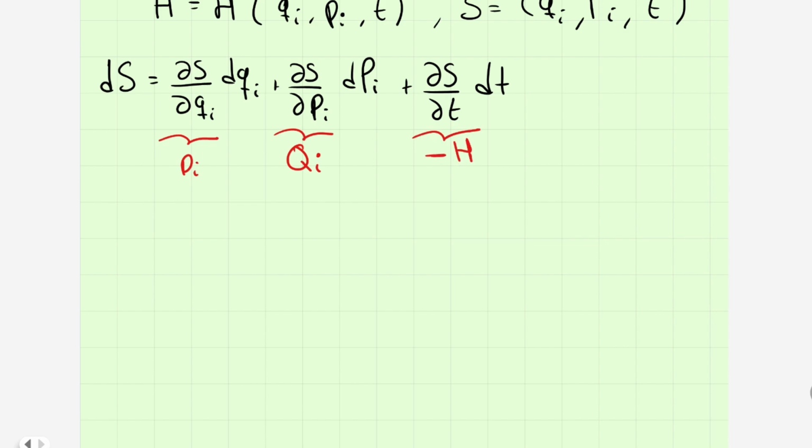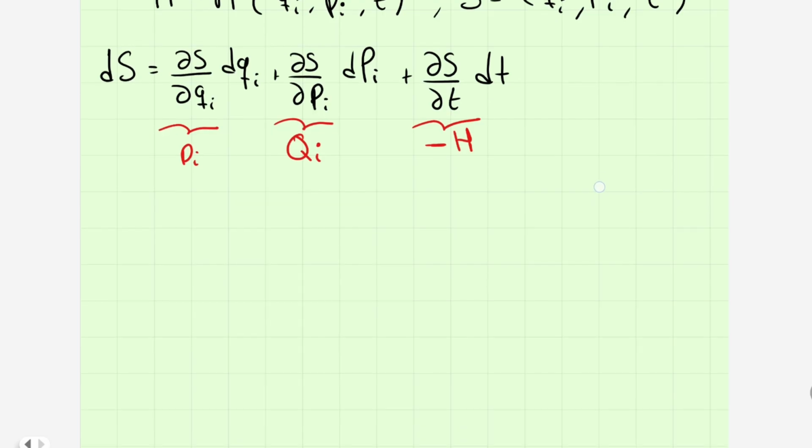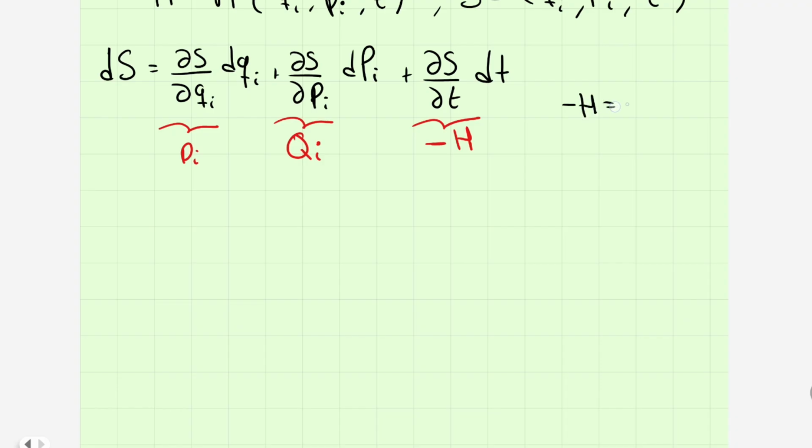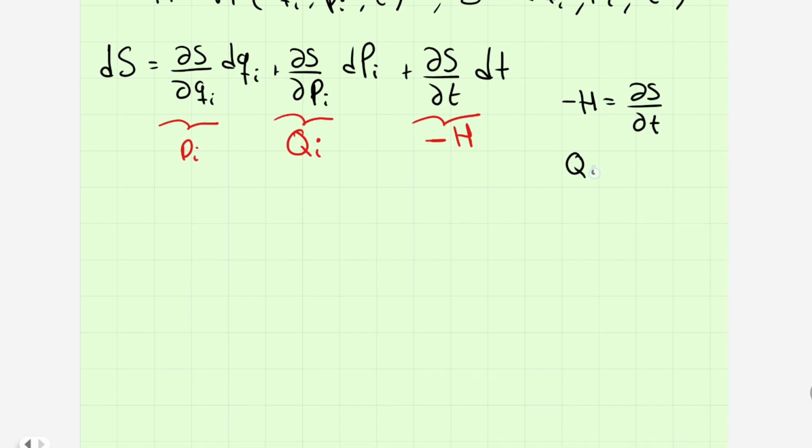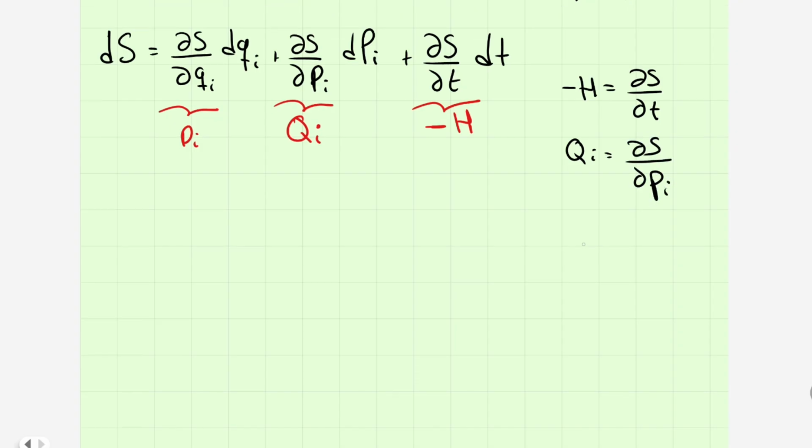Okay, well, these are the requirements for S to be a generating function: minus H is equal to the partial of S with respect to time, upper Qi is equal to the partial of S with respect to upper Pi, and pi is equal to the partial of S with respect to qi. We have been working with these two equations in the recent examples that we have been watching in other lessons.